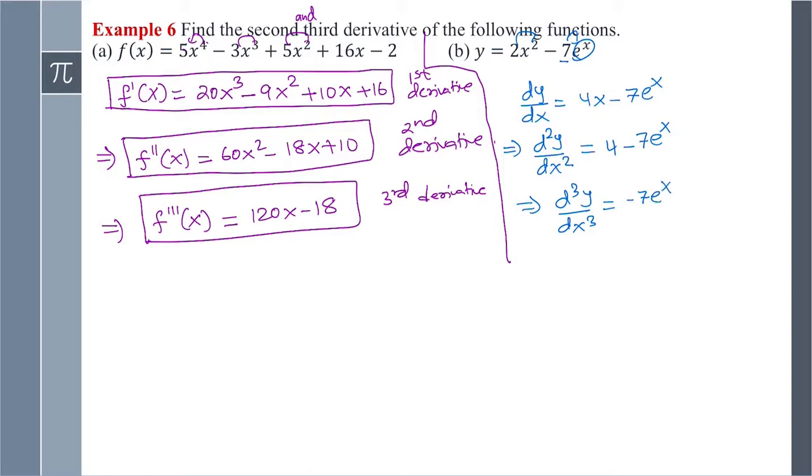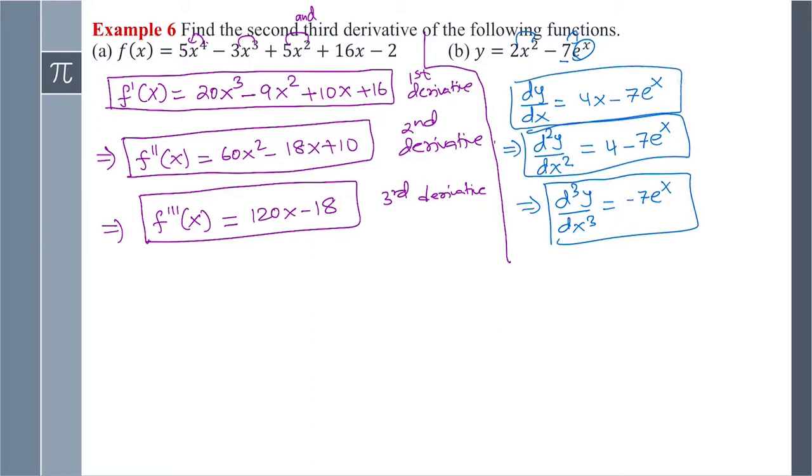Now if we keep finding the higher order derivatives, we are just going to get negative 7 e to the x forever for this function, okay? Because the derivative of e to the x is just e to the x, and it's a constant multiple, so it's not going to change. So that becomes the derivative forever if we keep going on. But we'll just stop here. So this is the third derivative, this is the second derivative, and this is the first derivative.